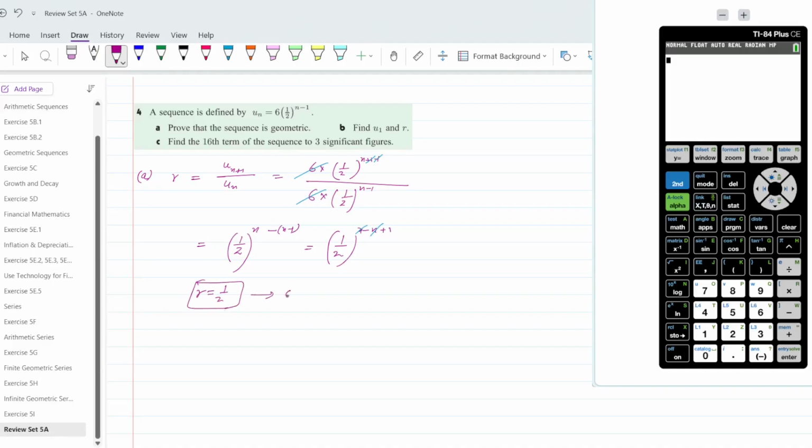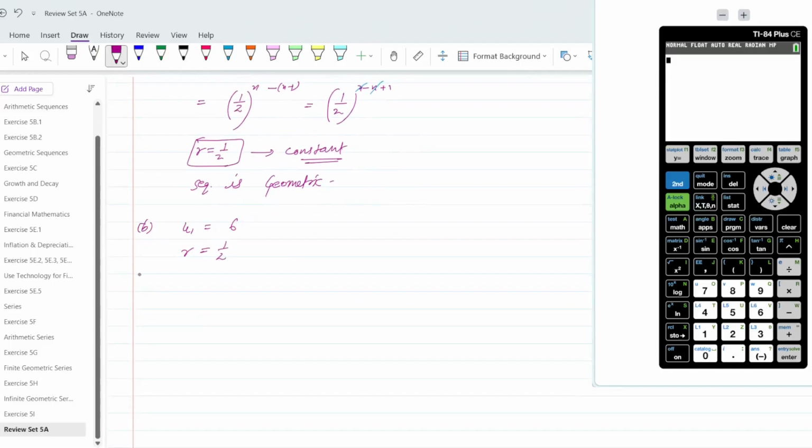Since it is a constant number, we can say the sequence is geometric. Find u1 and r. So u1 is going to be 6, and r we have just calculated is half.